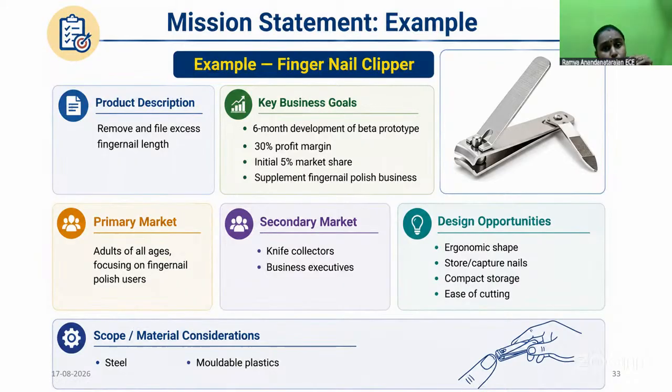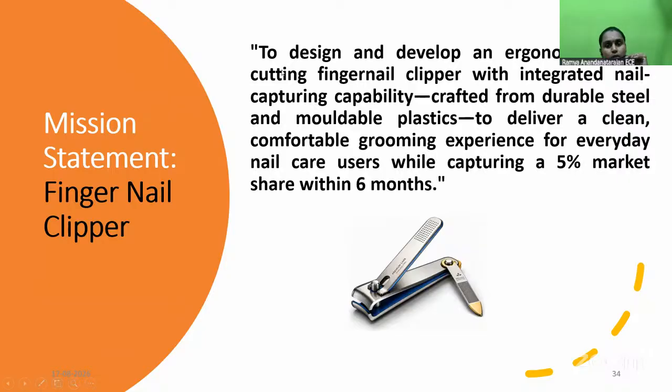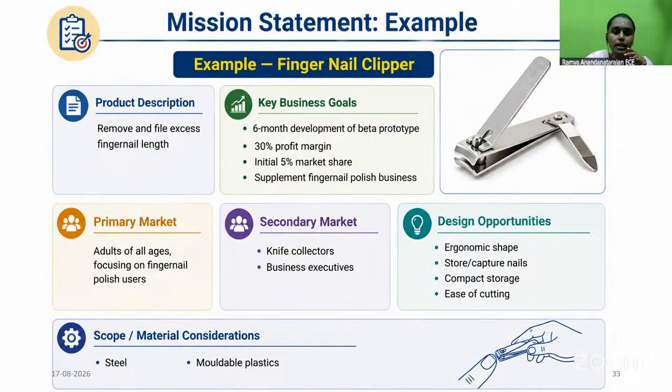So a mission statement is going to cover all these elements, and then you form the mission statement. So what is the mission statement? To design and develop an ergonomic, easy cutting fingernail clipper with integrated nail capturing capability, crafted from durable steel and moldable plastics to deliver a clean, comfortable grooming experience for everyday nail care users while capturing a 5% market share within 6 months. So this is how your mission statement should be. It should cover all the aspects, that is all the elements that I listed here.